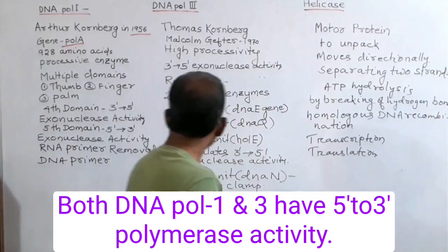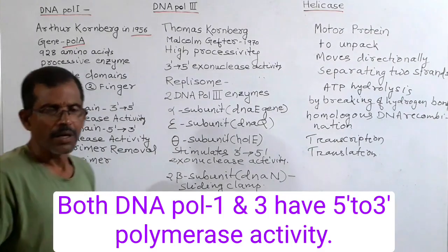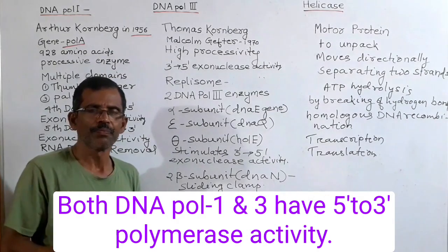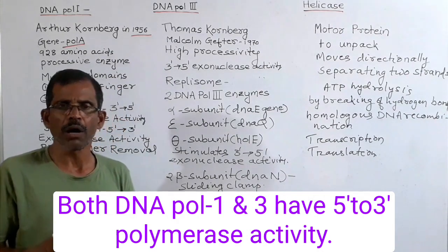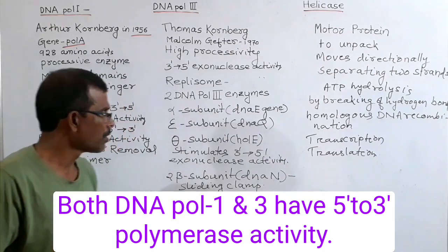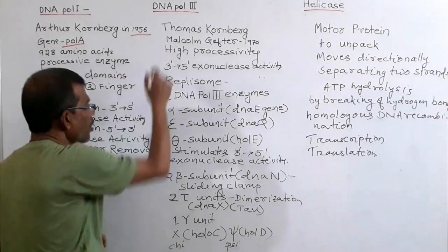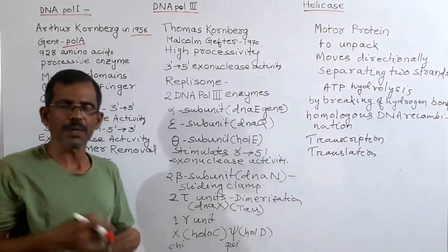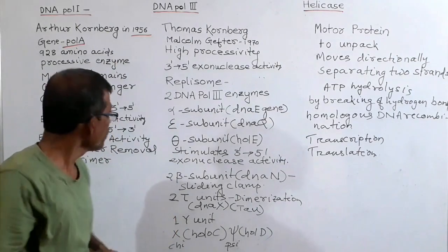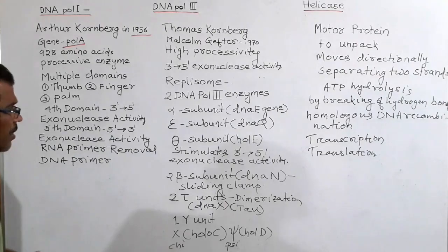First of all, we shall discuss the enzyme DNA polymerase. In prokaryotes, there are 5 different types of polymerase: DNA polymerase 1, 2, 3, 4 and 5. Out of these, DNA polymerase 1 and DNA polymerase 3 play a specific role in the process of DNA replication. So first of all, we shall discuss DNA polymerase 1.